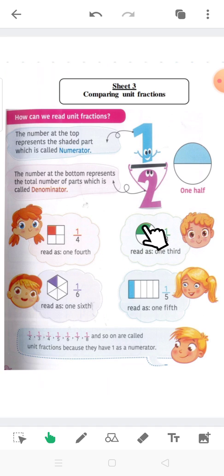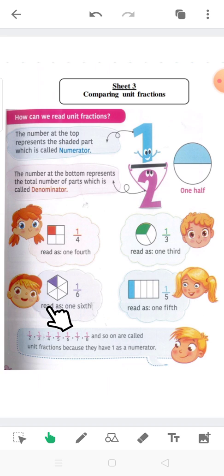Here we have how many shaded parts? Only one. I put it on the top, or on the numerator. All of the parts are 3, so I put it on the bottom, or on the denominator. We read this fraction as one third.